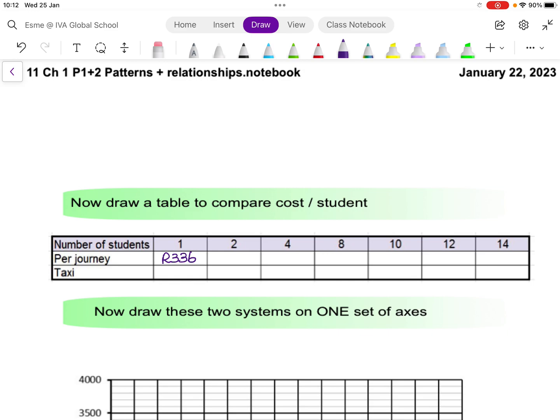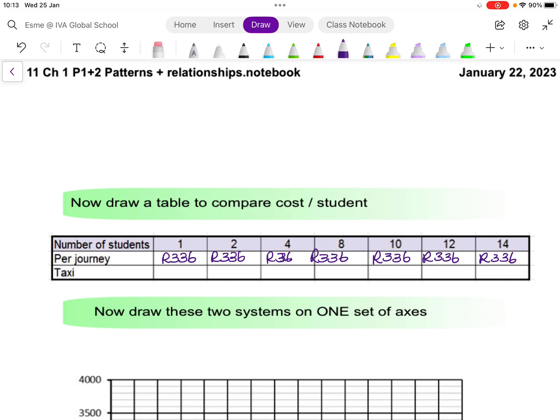for the month. Now it doesn't matter how many you are doing. So per journey is going to be 8 Rand, but we are looking for the month, 336. So we want to go to school every day, 336, 336, 336, 336, 336.